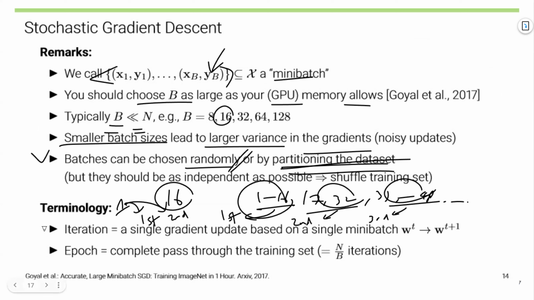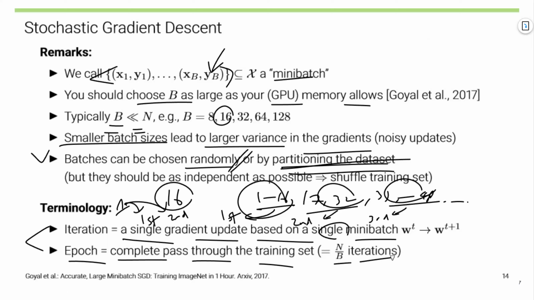And here are two terminologies you need to remember. The first terminology is iteration. This iteration means a single gradient update based on a single mini batch. An epoch means a complete pass through the training data set. And this is n divided by b iterations.